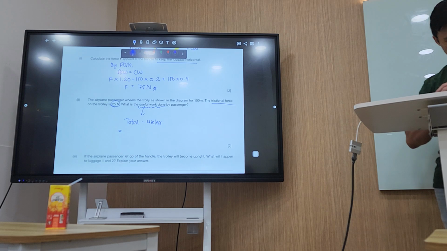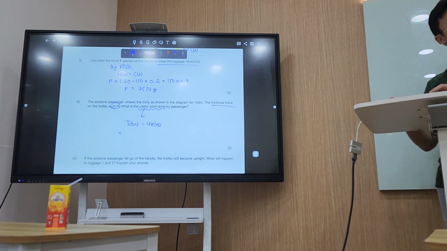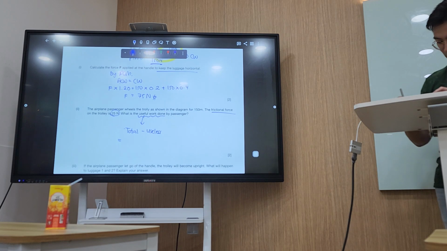Is it 3750? 25 or 50. How do you get 3750? 25 or 25 times 150. 25 times 150, is it useful? Is it total work done? This is 75. This is friction.